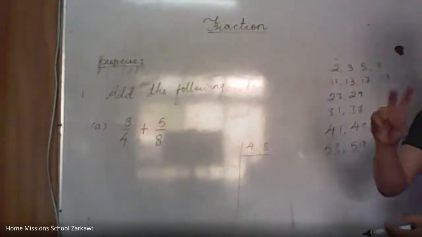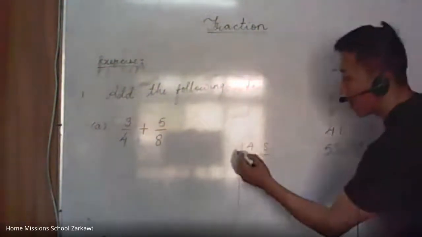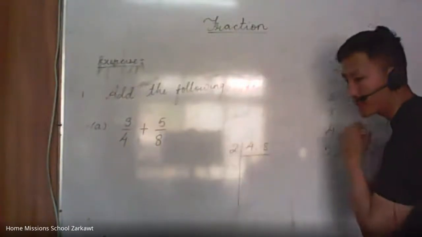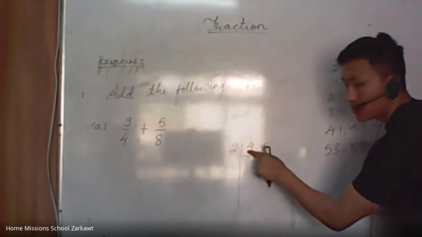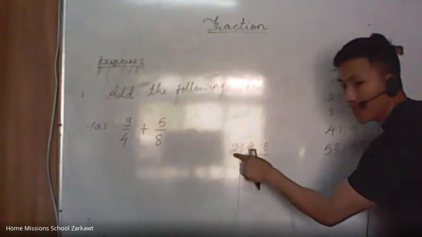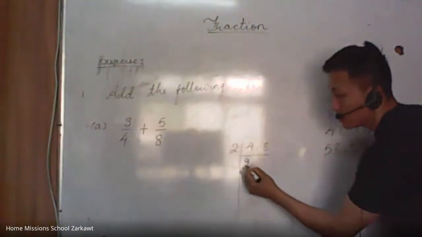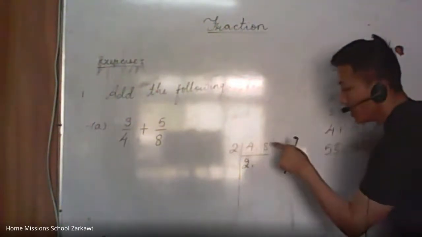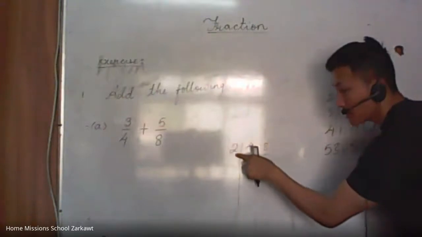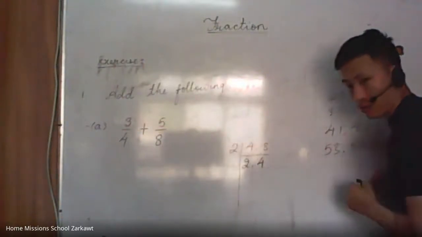We can start with 2, the smallest prime number. 2. All right. 4 is 2 times 2. You got it? 8 is 2 times 4. Okay.